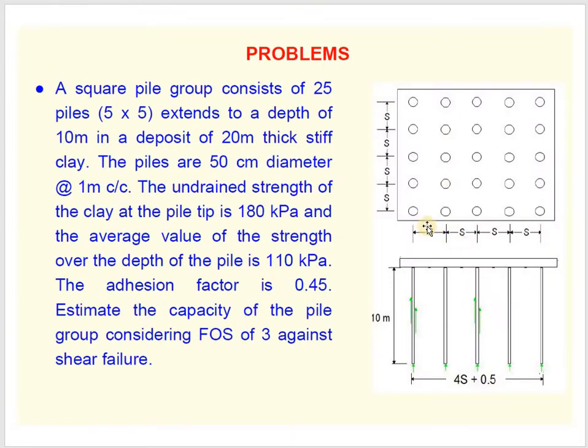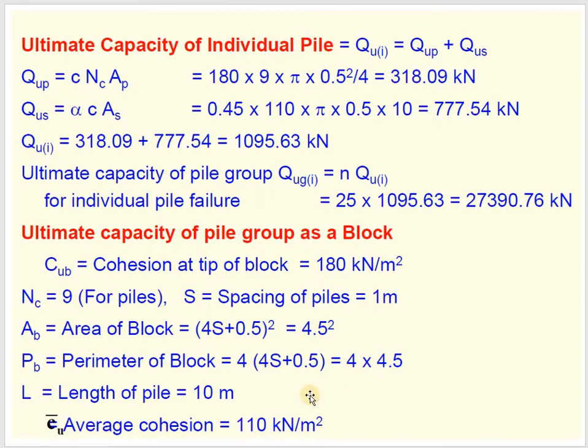So if you see this figure, it is 1 2 3 4, 4 times spacing, and you have this distance and this distance. That means here 4 times spacing plus 0.5 means you are taking a single pile diameter as a clearance on either side. So that is 4s plus 0.5. So that is the length or width, because here it is a square block. So it is (4s plus 0.5) the whole square.